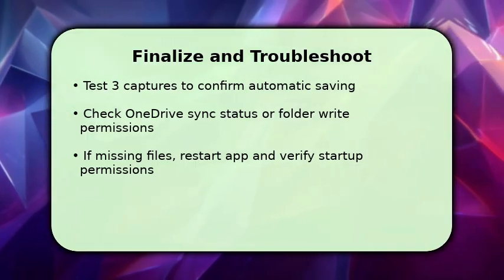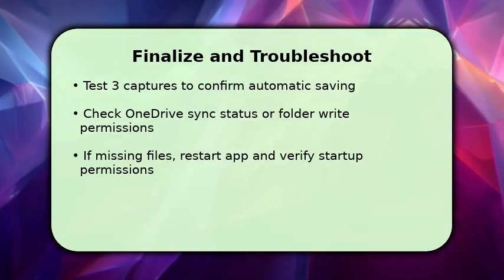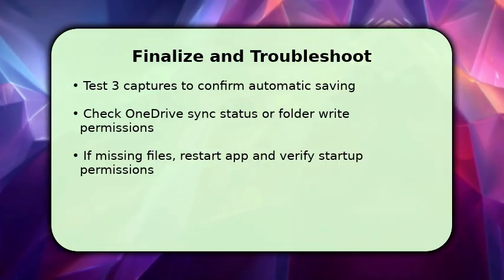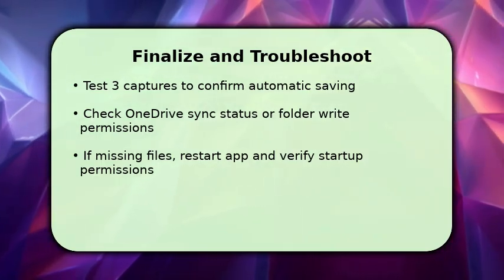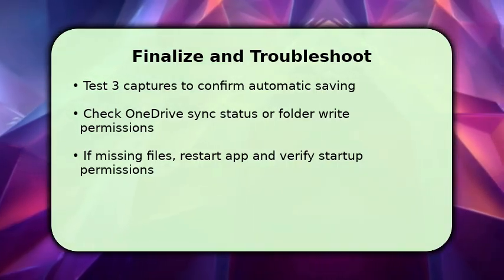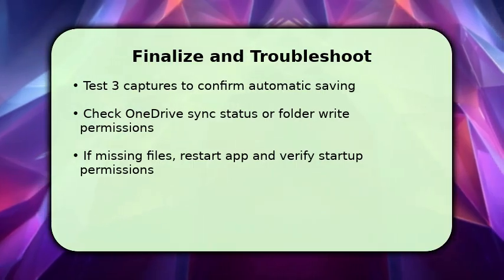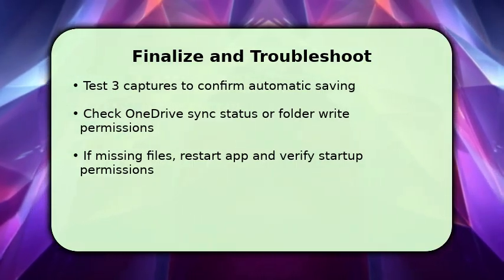If captures are missing, make sure OneDrive is running and synced, or verify the local folder has correct NTFS permissions. As a troubleshooting tip, restart the Snip and Sketch app and sign out/in to OneDrive to refresh tokens. This often fixes permission or sync glitches and restores automatic saving immediately.